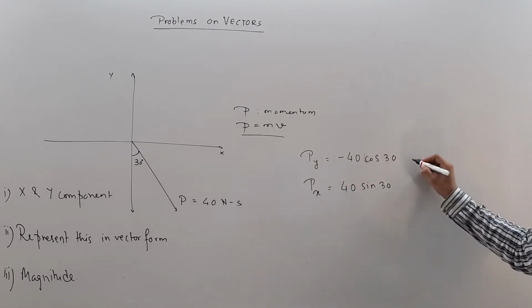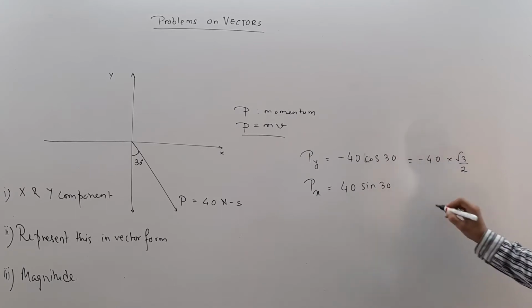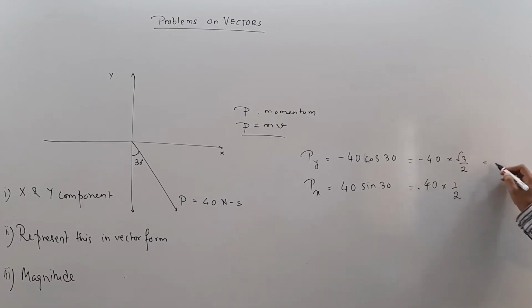So now after solving this, we will get it as 40 into root 3 by 2, and this we would get as 40 into half. So ultimately this turns out to be minus 20 root 3, and this turns out to be 20. Of course, in SI units, we can write it as kg meters per second. That is the unit of momentum.